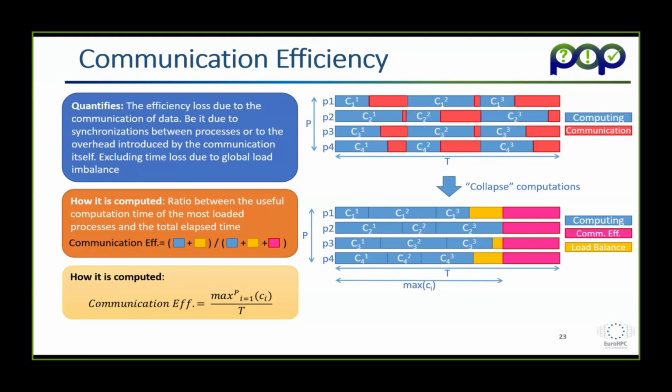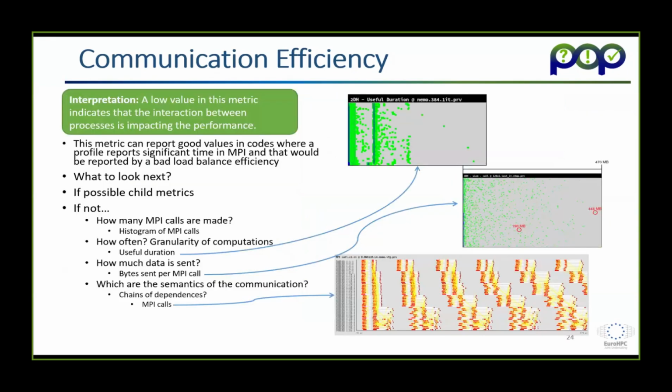The communication efficiency can have different interpretations. In general, it means that the interaction between processes is impacting the performance. What I would look at next, ideally, are the child metrics. The child metrics of the communication efficiency are serialization and transfer.